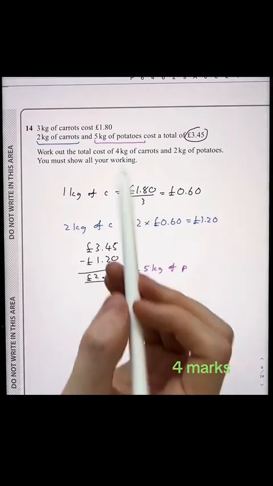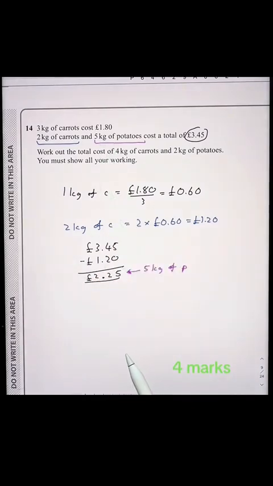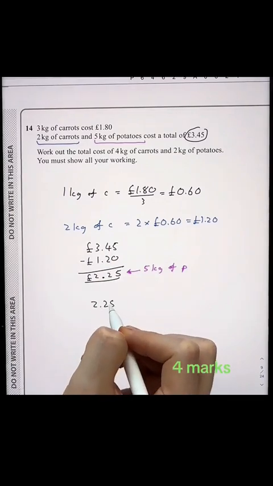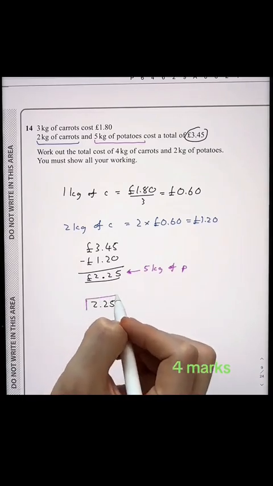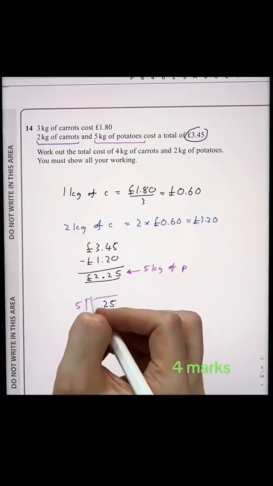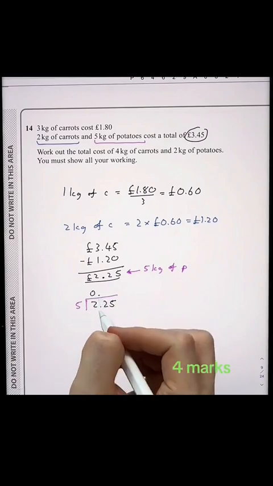As the £2.25 represents 5 kilograms of potatoes, and I want to work out the cost of 1 kilogram of potatoes, therefore I'm going to divide my £2.25 by 5. The number I'm dividing by always goes outside the bus stop. 5 does not divide into 2, so we put a 0 down. We always keep the decimal point fixed, and we carry the 2.